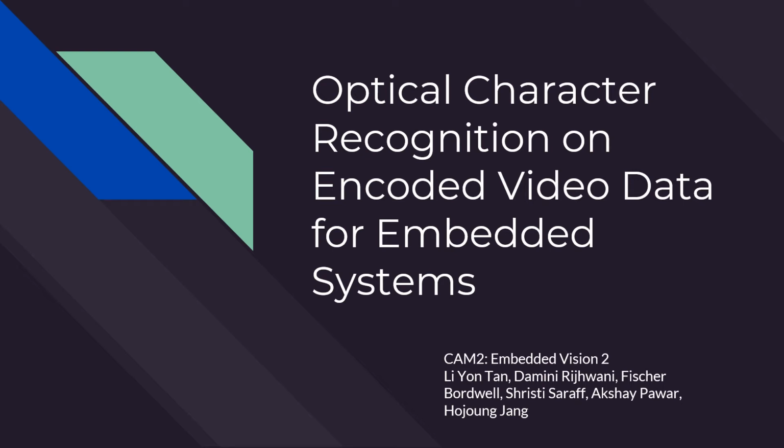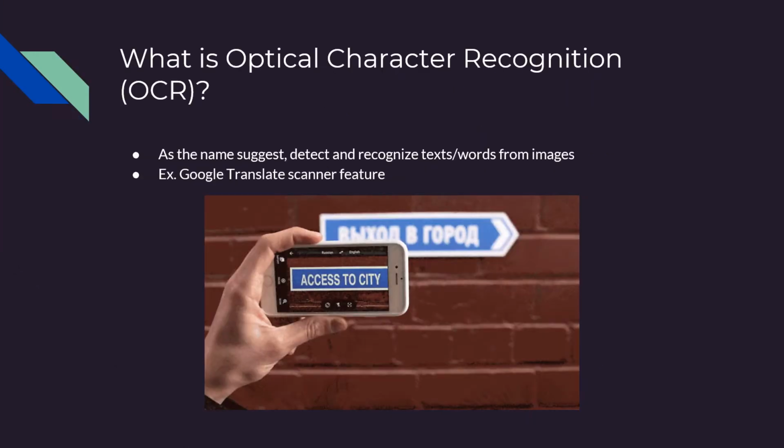Optical character recognition on encoded video data for embedded systems by Chem2, Team Embedded Vision 2. My name is Hojung, and our team has been working on a text detecting and recognizing neural network model targeted for embedded devices. Before I go into details of our work, I will explain key background knowledge.